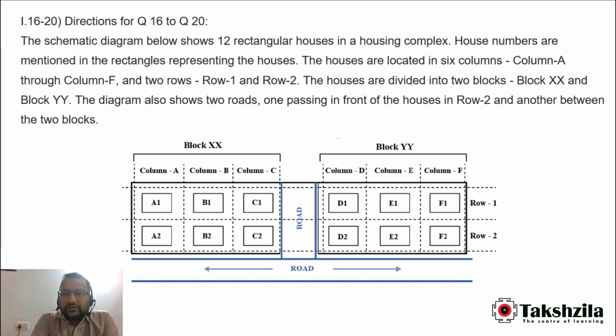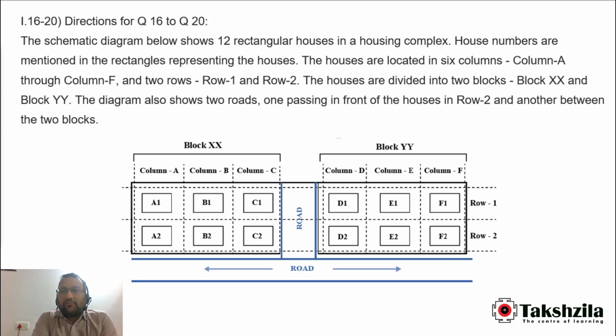First of all, read the given data carefully. The data is given in 3 different paragraphs. First of all, let's have a look at the first paragraph. The schematic diagram below shows 12 rectangular houses in a housing complex. House numbers are mentioned in the rectangles representing the houses. The houses are located in 6 columns, column A, column B, column C to column F, and there are 2 rows, row 1 and row 2.